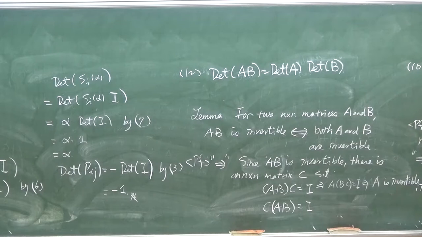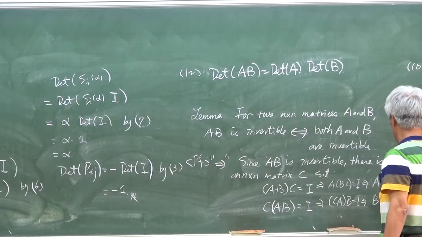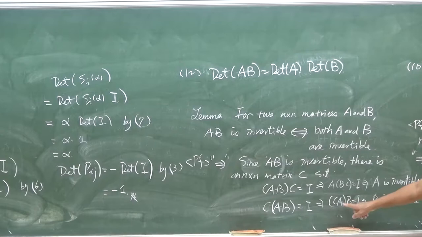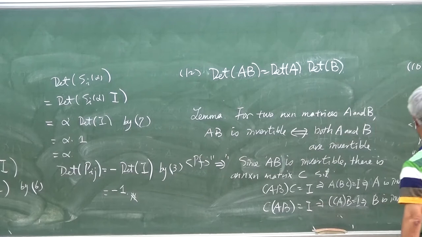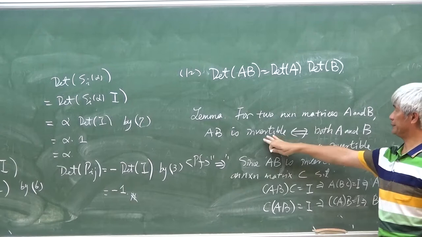Because A has a right inverse, and any square matrix with a right inverse must have that as its inverse. And similarly, CAB equals I implies B is invertible, because B has the left inverse. So we proved this direction already: whenever AB is invertible, then both A and B are invertible. That's one direction.